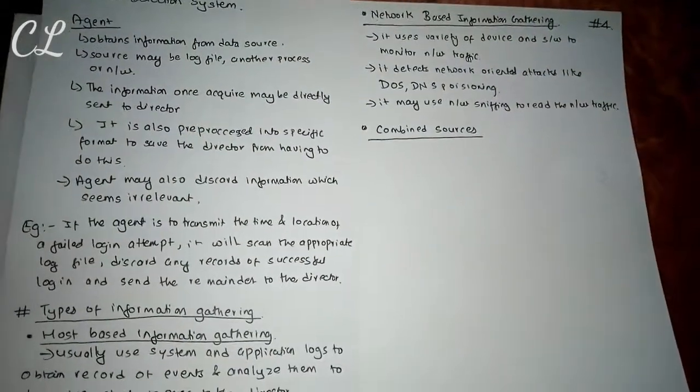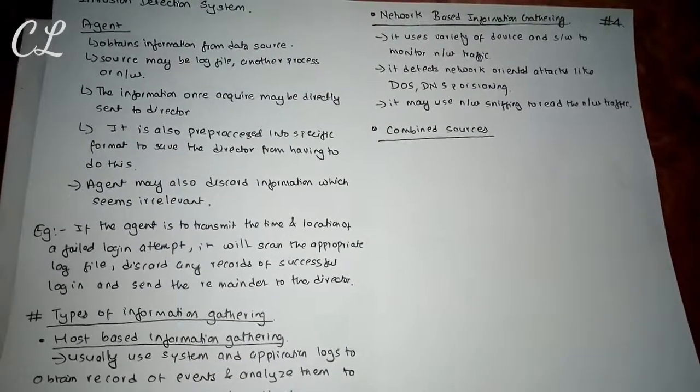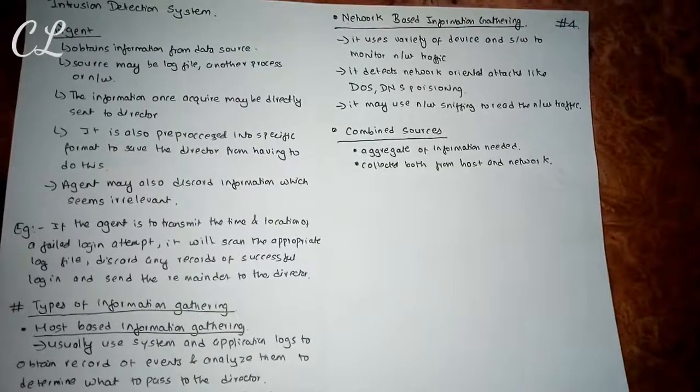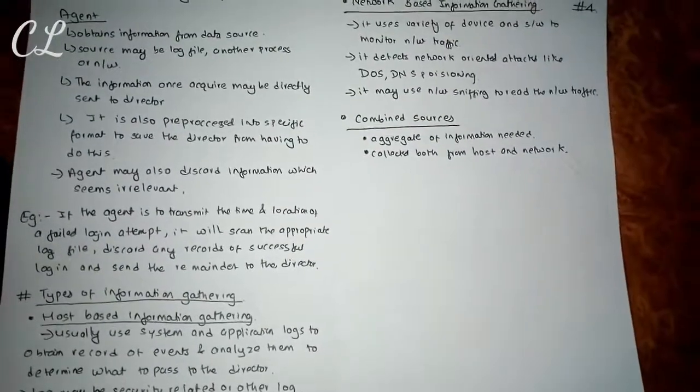Another is combined sources. Host-based information gathering and network-based information gathering alone cannot gather all the information. It is an aggregate of the information needed, and it is collected from both host and network.